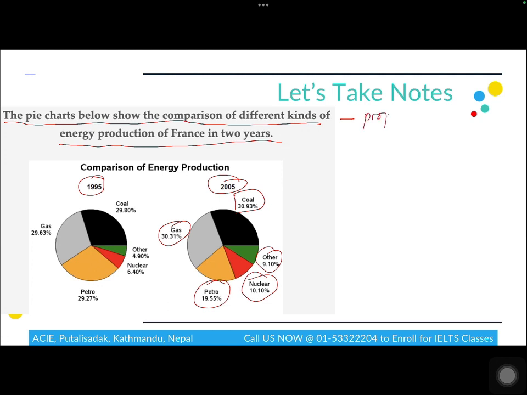So proportion of different sources of energy for two different years, right? So that is what has been given in the pie charts.